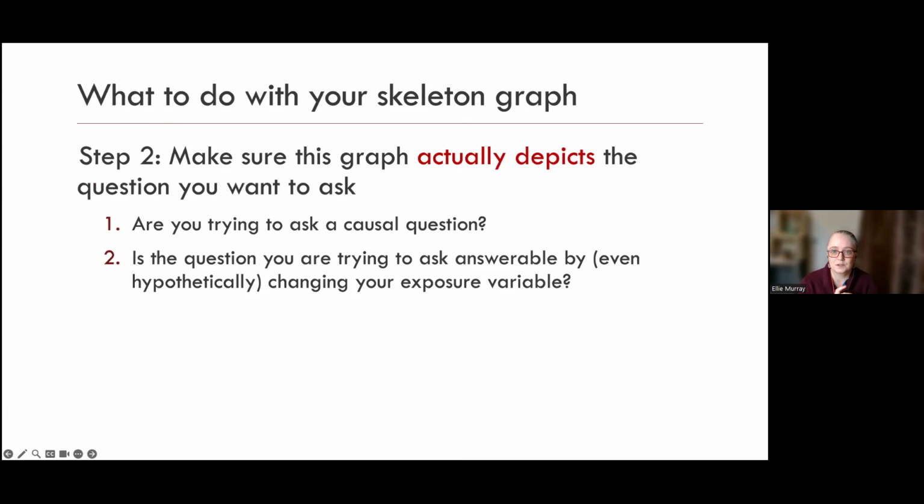So the second step is to take a look at that graph and ask yourself if this actually depicts the question that you want to answer. When you look at that laid out like that, is it clear to you that you're actually trying to ask a causal question? And is the question that you're trying to ask answerable by even hypothetically changing the exposure variable in some way? If one or both of those are not true, then you probably do not need to continue making your causal graph.